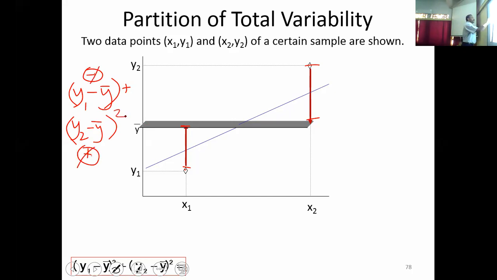To get rid of that, we are squaring it up. So you can see here, some squares are coming. All right. Once you square it, okay.